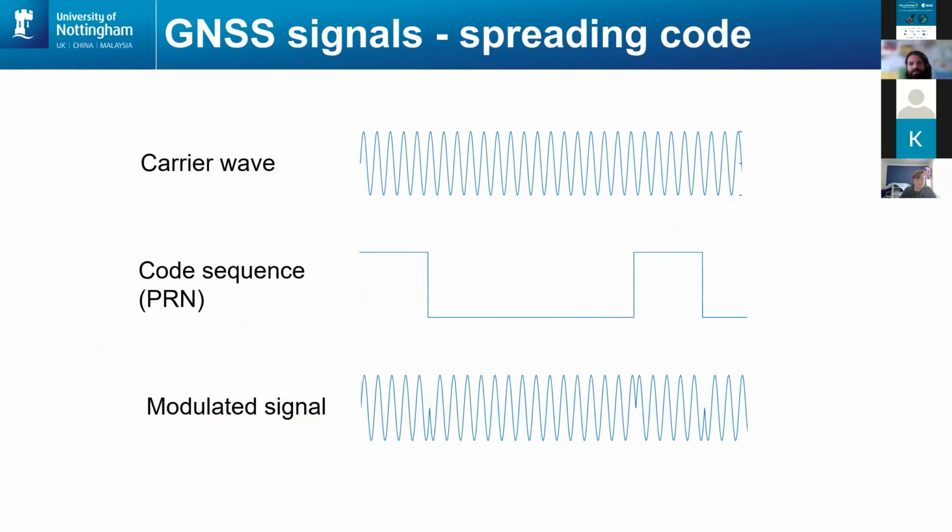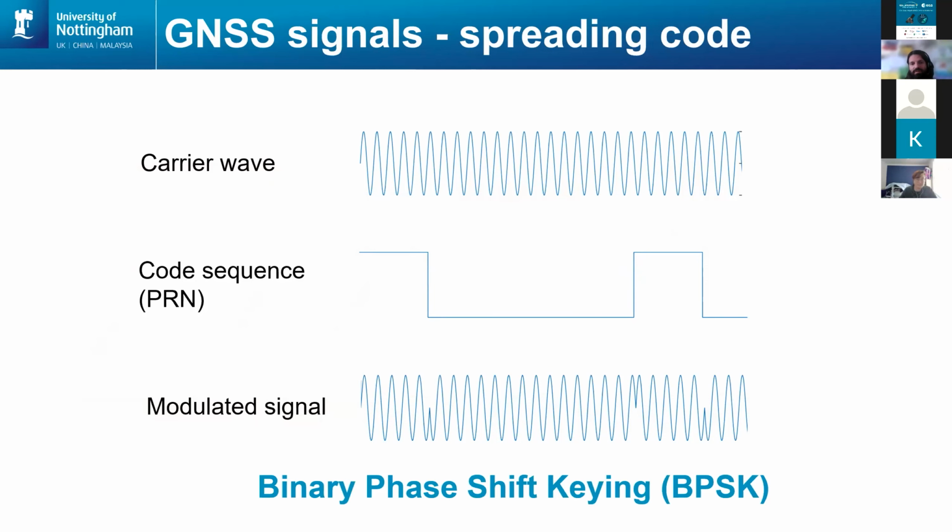Okay, the basic modulation that we deal with, starting with GPS and then the new signals, is a modulation of a carrier wave with a pseudo-random code. That's a random code sequence. All this does is that we multiply these two together and it changes the phase. Every time the code switches, it modulates the phase of the carrier wave by 180 degrees. And we call this binary phase shift keying, or BPSK.